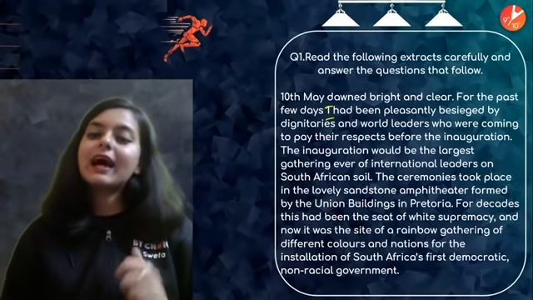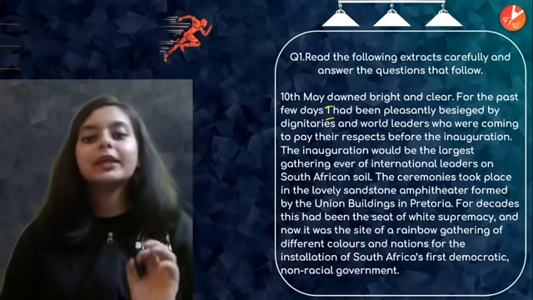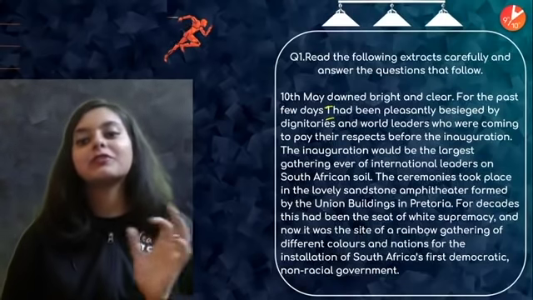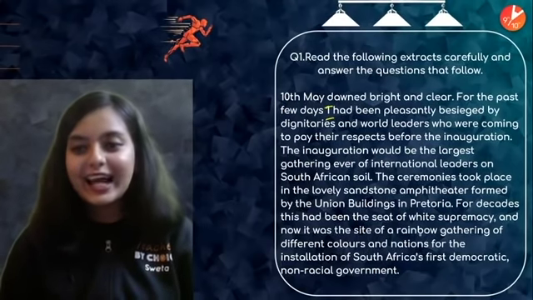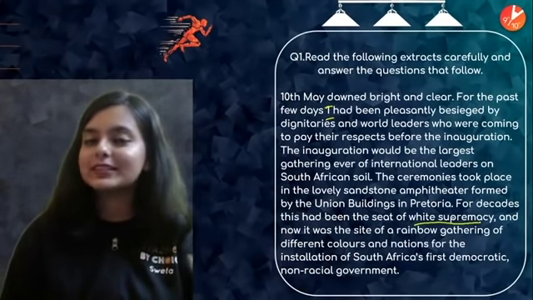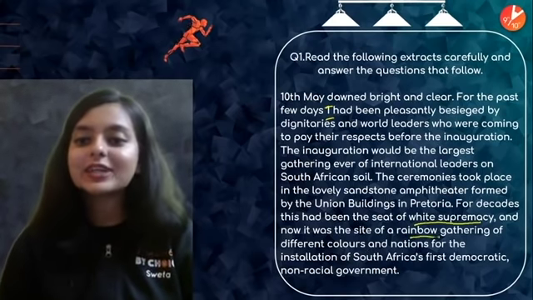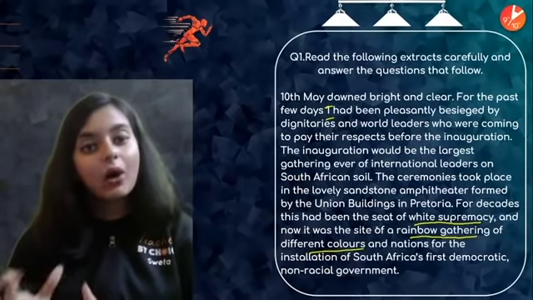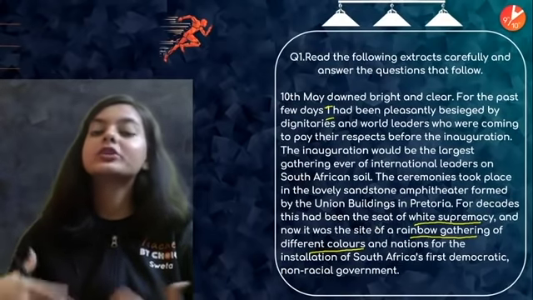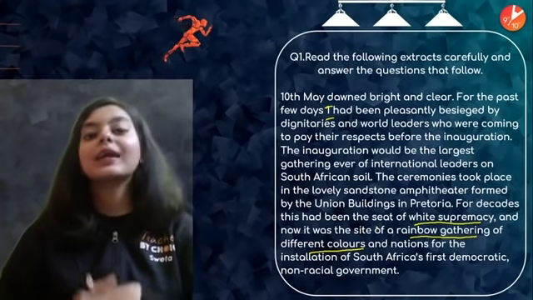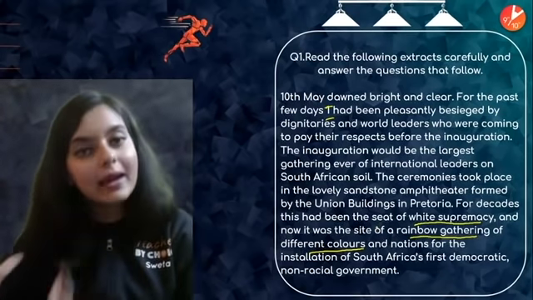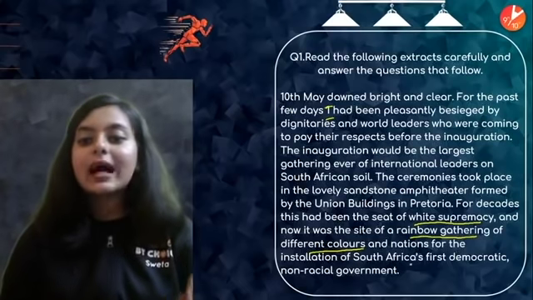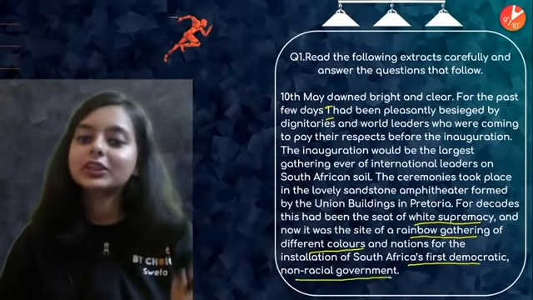The ceremonies took place in the lovely sandstone amphitheater formed by the Union Building in Pretoria. For decades, this has been the seat of white supremacy, and now it is the site of a rainbow gathering of different colors. Right? So long it was having what? White supremacy. So long whites were dominating, but now it is a site of rainbow gathering of different colors. Why do you think it is called a rainbow gathering of different colors? Because now not only could you see white people, but you could also see the blacks, right? So you could see colored people as well, securing the same respect as the whites had, right? And the nation for the installation of South Africa's first democratic non-racial government.